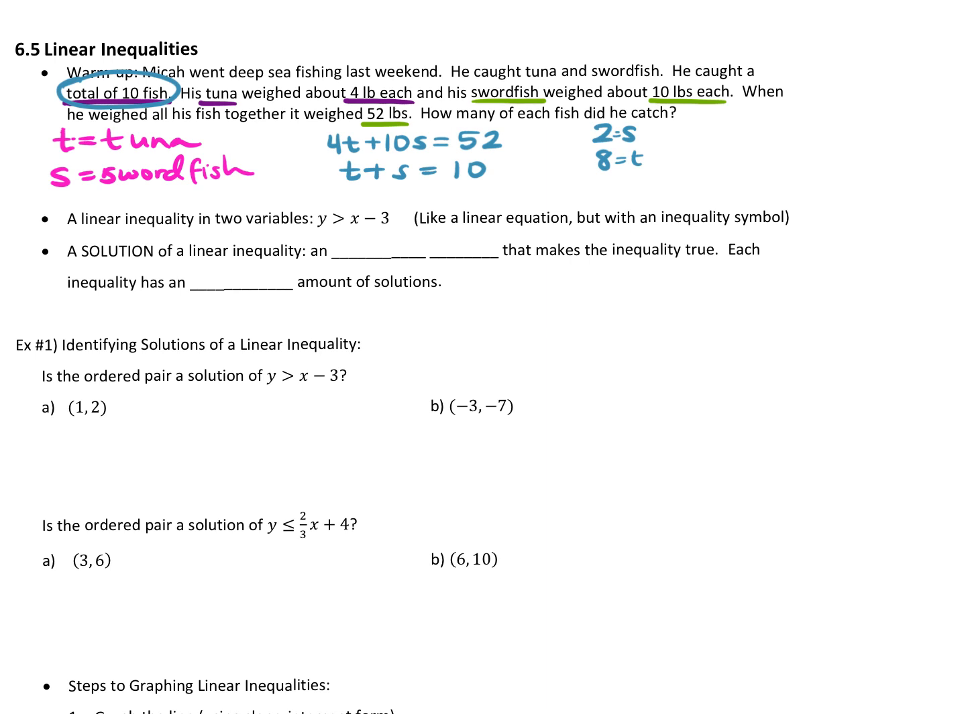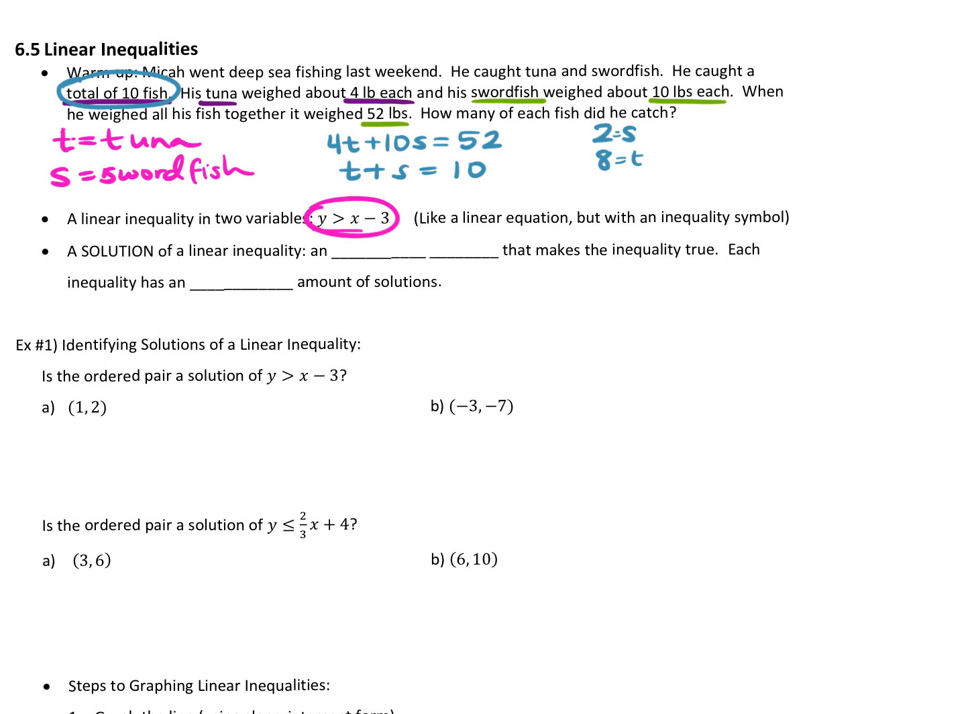So a linear inequality, when there are 2 variables involved, is like taking an equation, y equals x minus 3, but throwing in an inequality symbol instead, so y is greater than x minus 3. You know how to graph this as an equation, right? This is slope-intercept form. Now we're going to do it slightly differently with an inequality. I think it's beautiful. You're going to love it.